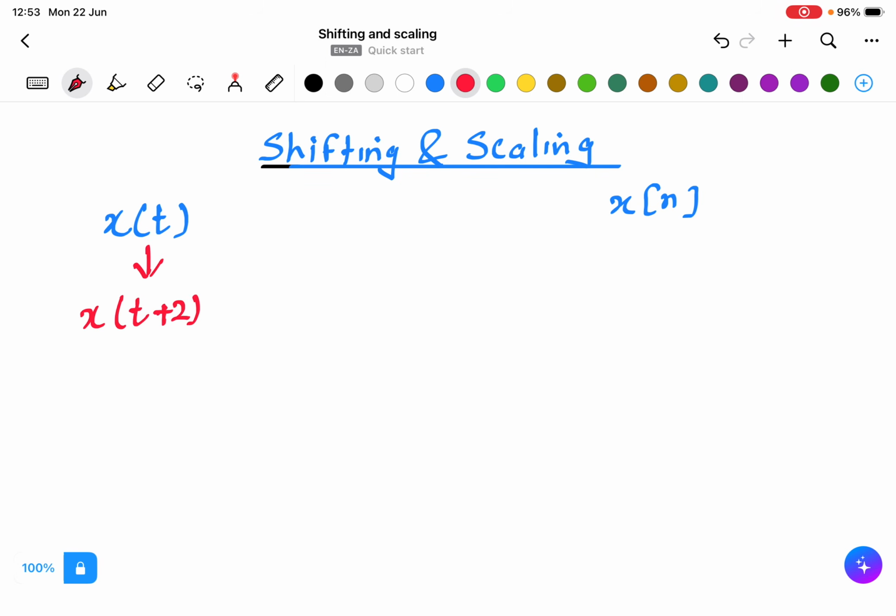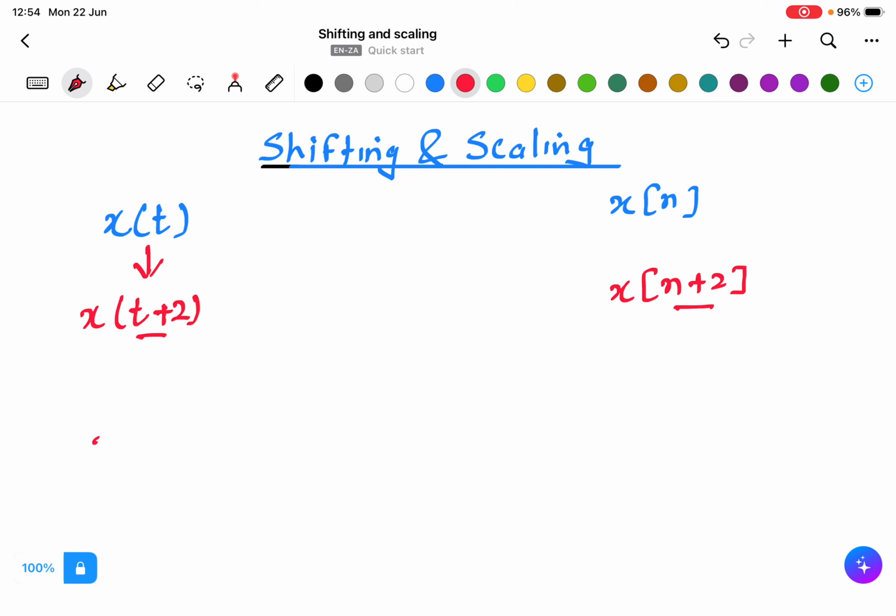So x(t+2) means that basically I'm advancing this signal by 2 seconds, or whatever the units of time are. Okay, when we say the same thing with respect to discrete time signals, the only difference, which I assume you know by now, is that it's defined only at discrete times. It is not defined between two points. So plus 2 here means that you are advancing this signal by a value equal to 2.